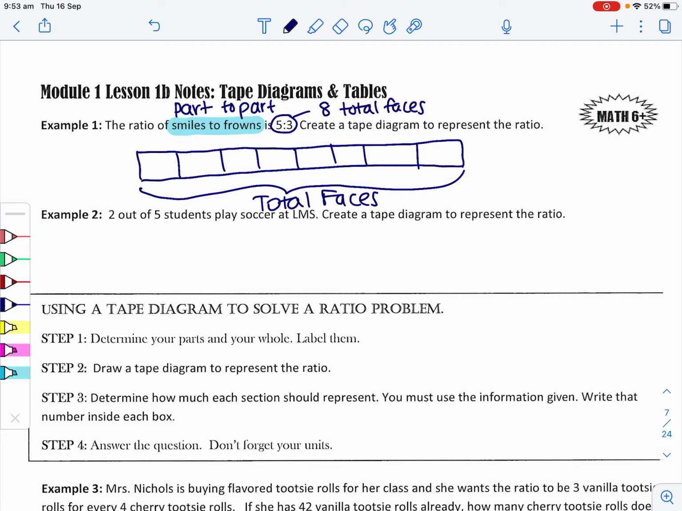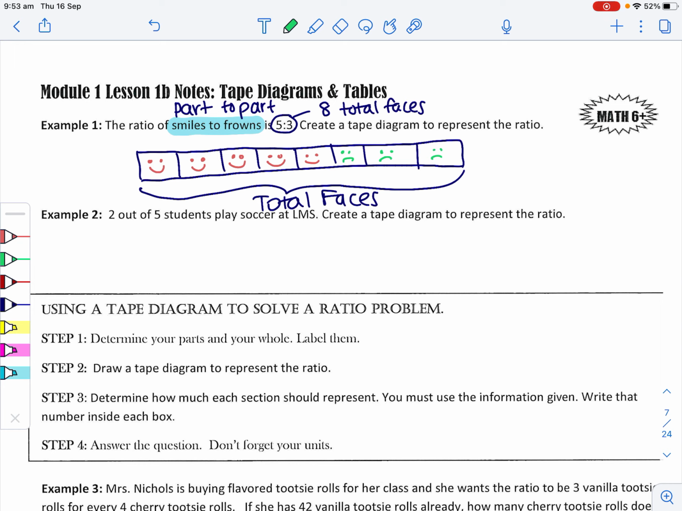And now I'm going to put in my parts. So there are 5 smiles. So 1, 2, 3, 4, 5, and then 3 frowns. Okay, so the ratio of smiles to frowns is 5:3. So I have 5 smiles, 3 frowns, and 8 total faces.